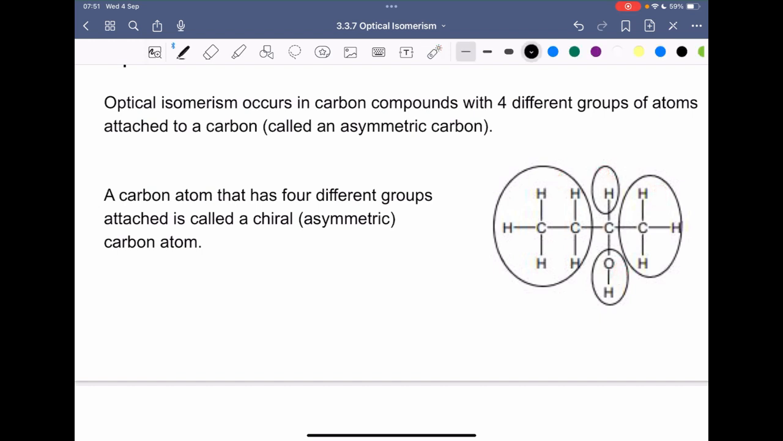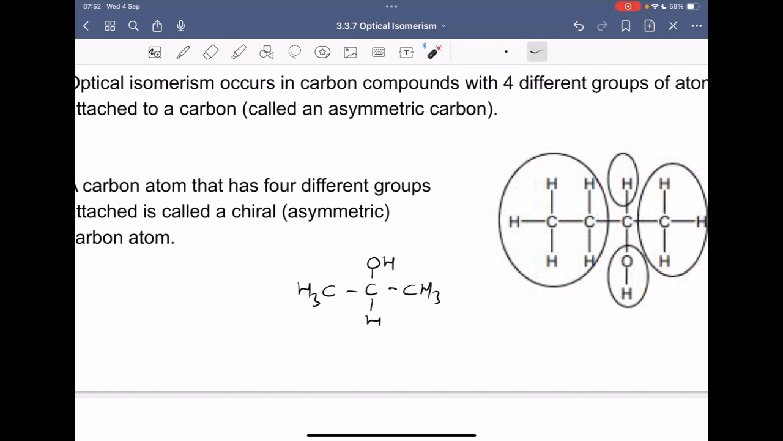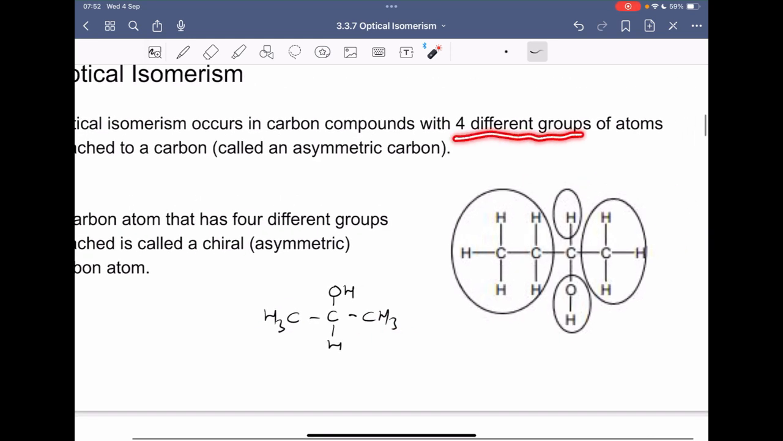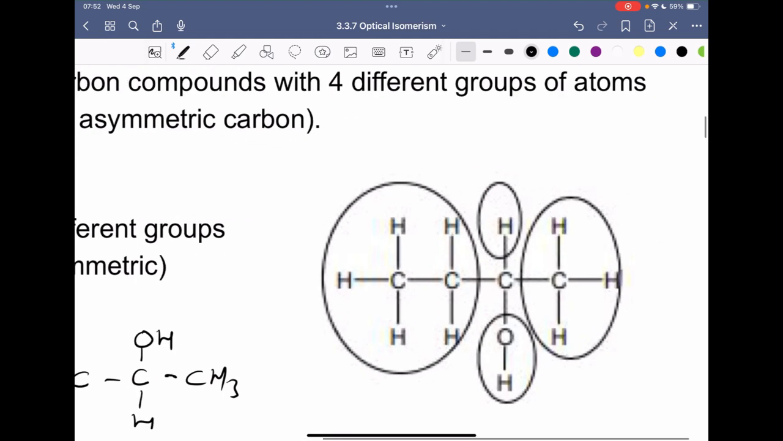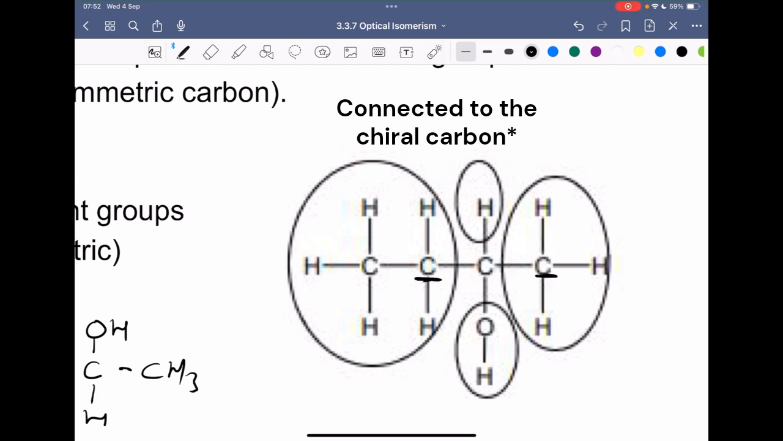Okay, now if for instance we had something like this, CH3, H, OH. Now this would not count as a chiral carbon over here. Okay, now the reason for that is that you have 2 methyl groups. Okay, so the definition is 4 different groups. Okay, so none of the groups can be the same. Okay, and you may be thinking in this diagram, well, we've got 2 carbons connected to each other, right? But you're looking at the group as a whole.